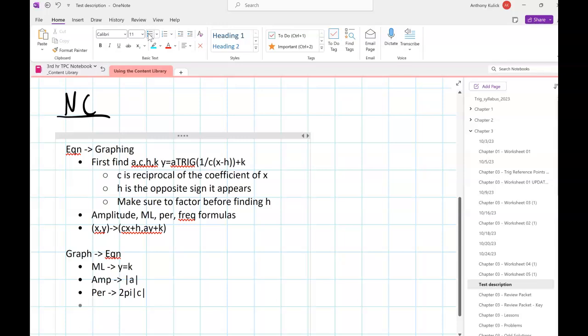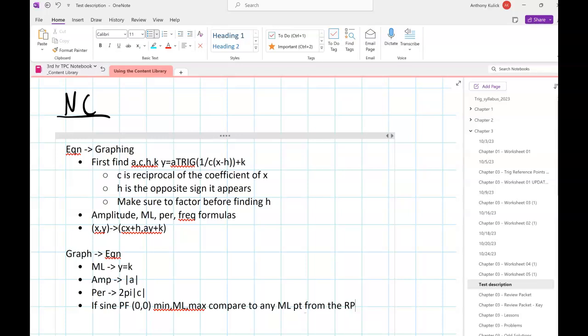Right? Those are the first three things I do, regardless of what type of thing I'm doing, whether it's sine or cosine. So if I use sine, the point for my parent function we used was 0, 0, which is a midline point. And I compare that to any midline point from the resultant function. And that'll give me the sign for A and the h.